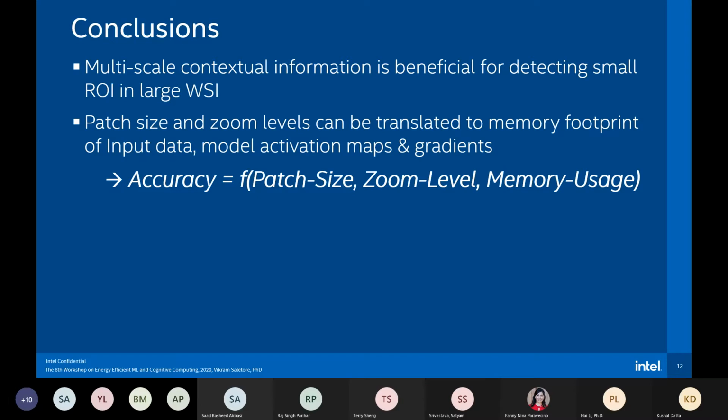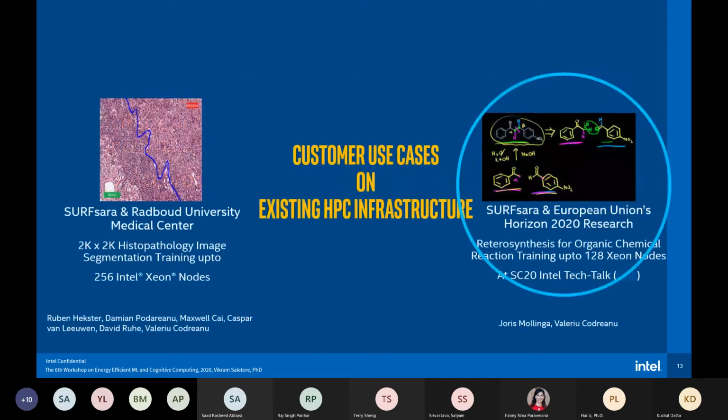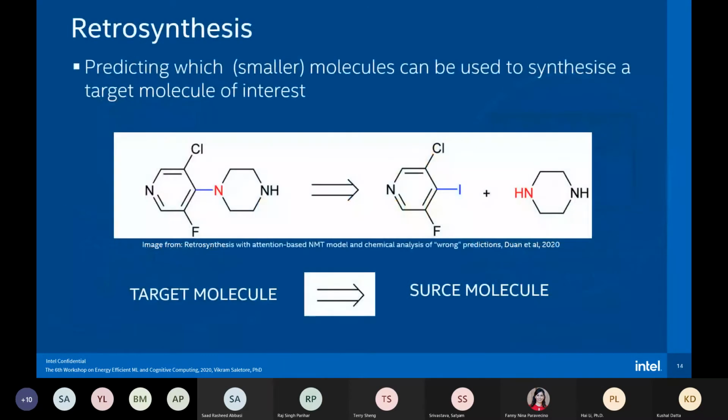For this case, I'll take the second one, which is a sort of unique case, but some work has already been done earlier. And this is with SURF-SARA on retrosynthesis. So what is retrosynthesis for organic chemical compounds? Retrosynthesis is predicting smaller molecules that can be used to synthesize a target molecule of interest. So for example, it's a sort of chemical reaction. There are source molecules, target molecules, and there's some kind of translation going on.